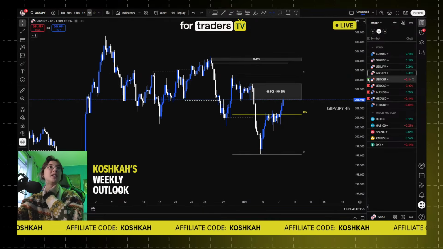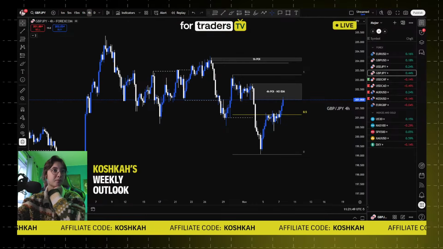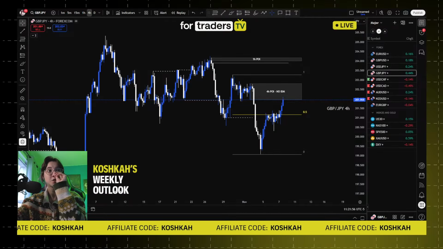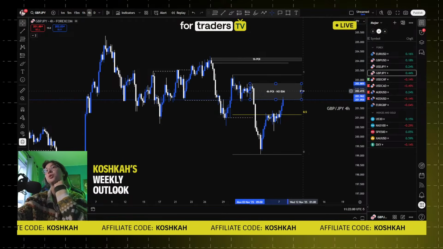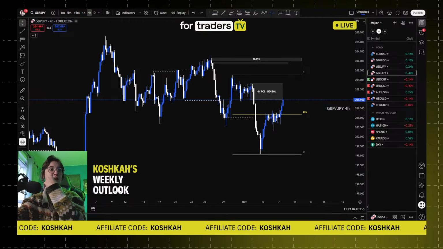Okay, so now we can go and move on to GBP JPY. Someone said the strategy also works for 15 minutes. Yeah, that's true. The strategy works for the 15 minutes. If you're looking for the lower time frame variation, it works as well.